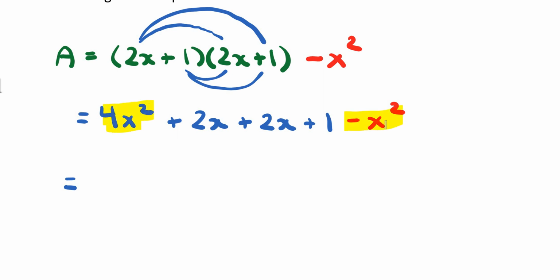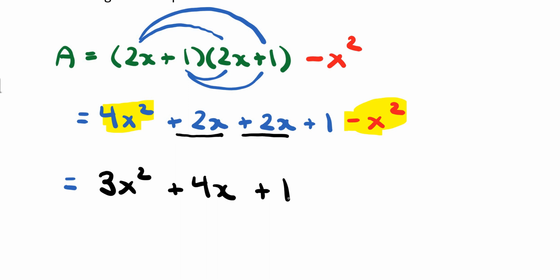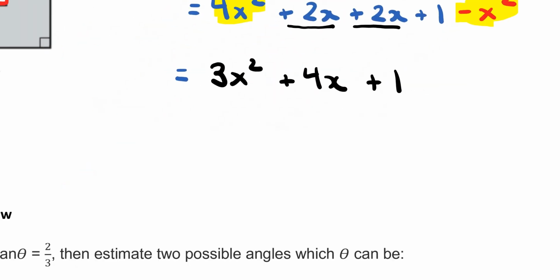So I have a 4x squared and a minus x squared. So those are like terms because they both have an x to the power 2. So 4 minus 1 will be 3, so 3x squared. And then 2x plus 2x will be 4x. And then the positive 1 there. Okay, so that right there is a simplified answer for the shaded region there.